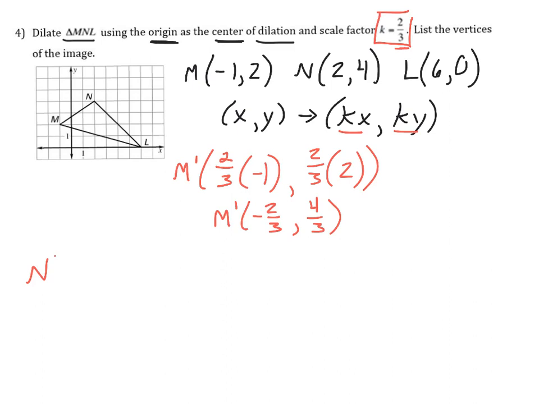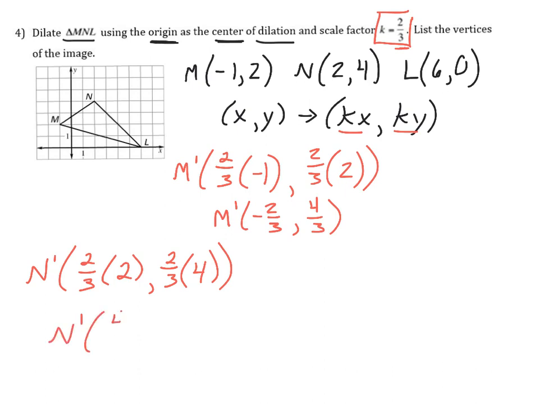N prime, I'm going to write that one off to the left. So it's going to be my scale factor, 2 over 3, times the x value for N, and my scale factor times the y value for N. So it looks like for N prime, we're going to end up at 4 over 3, comma 8 over 3.